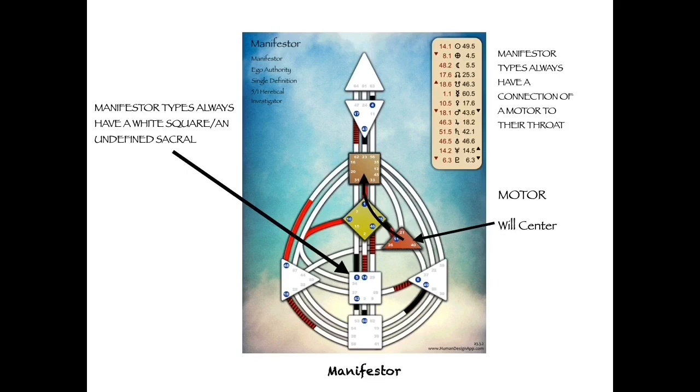They also need to have a motor to the throat. So here we have the will center going directly to the throat, and what that means is that this person is a manifestor. Now, I will talk more about motors later on, but just to see why a manifestor is considered a manifestor, and that there is a difference between somebody who's a projector type based on 100% only the motor to the throat.